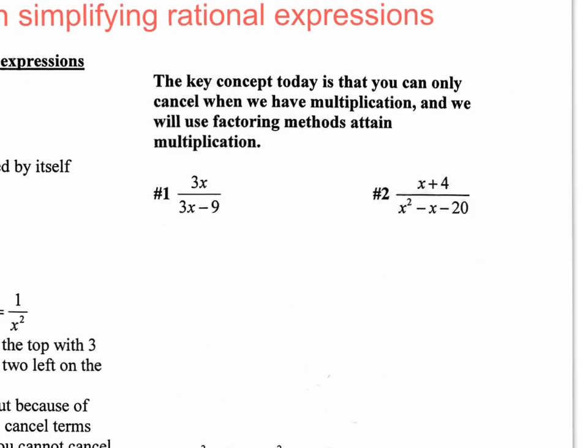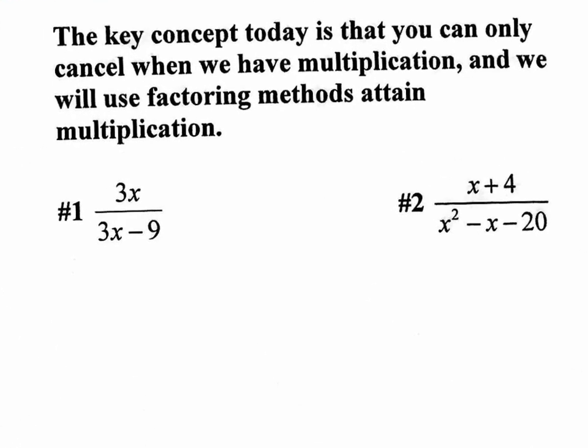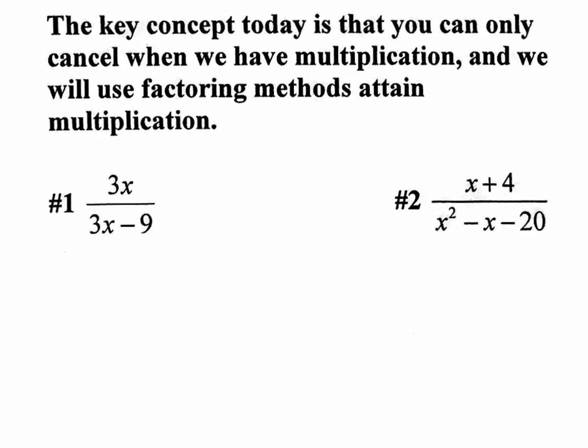All right, so the main idea that was explained on the previous 2 videos was you need multiplication. And here's a key concept. It's kind of like what we did yesterday on the 2 videos. The key concept today is that you can only cancel when we have multiplication. And we're going to use factoring methods to attain multiplication.